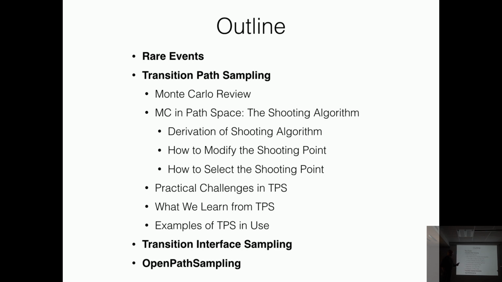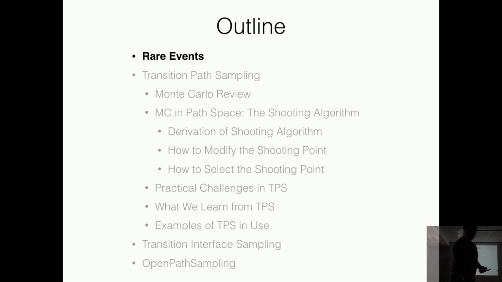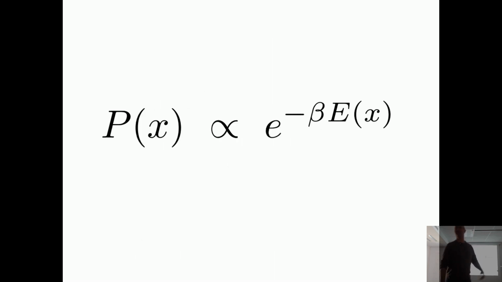Start out with rare events. There are a lot of equations, but there's one equation that is more important than all the others. It's this one. I think we're all familiar with my friend Boltzmann here. And I always like to say that Boltzmann is beautiful, but Boltzmann is terrible.